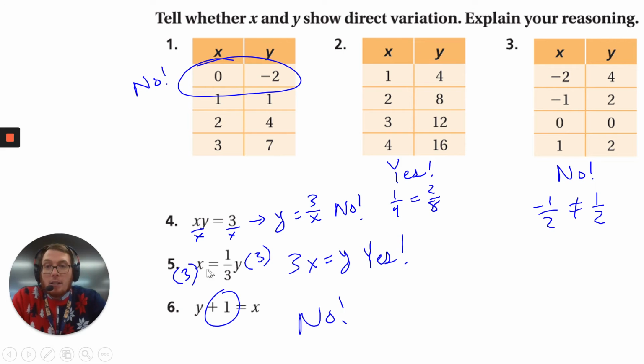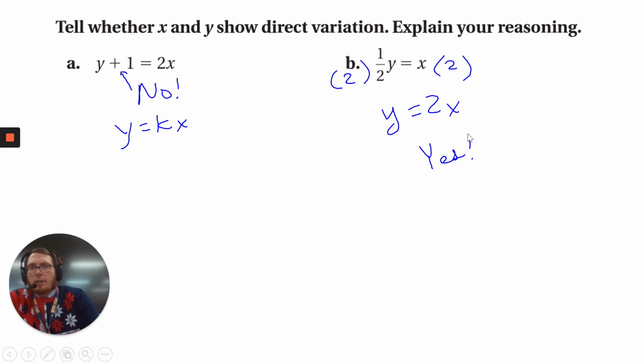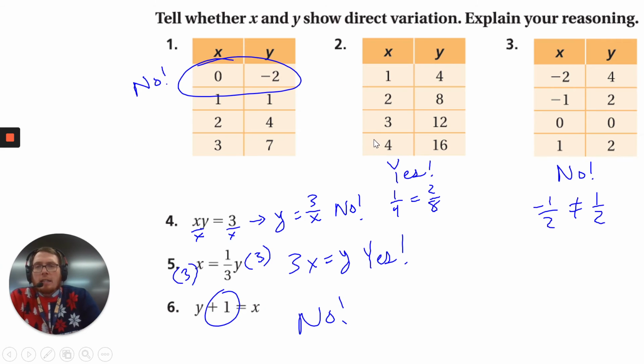The next one is yes, because if you multiply the 3 to the other side, you get y equals 3x. That's similar to this letter B question right here. And then the last question is y plus 1 equals x, and it's automatically no, because if you plug in 0, 0, it's not going to work for that situation, and there's a plus 1 involved.